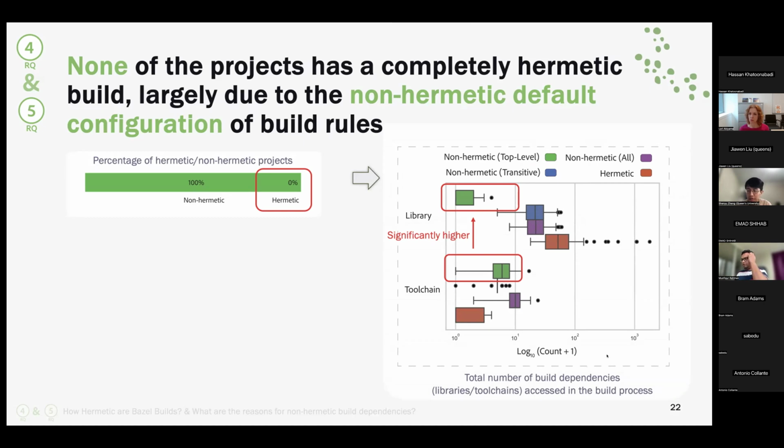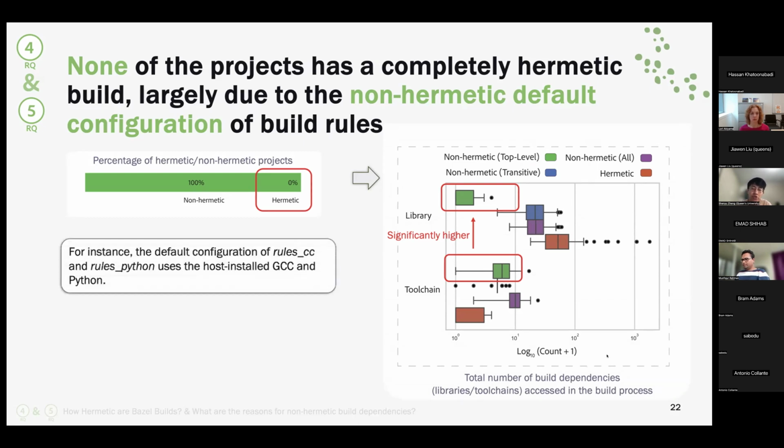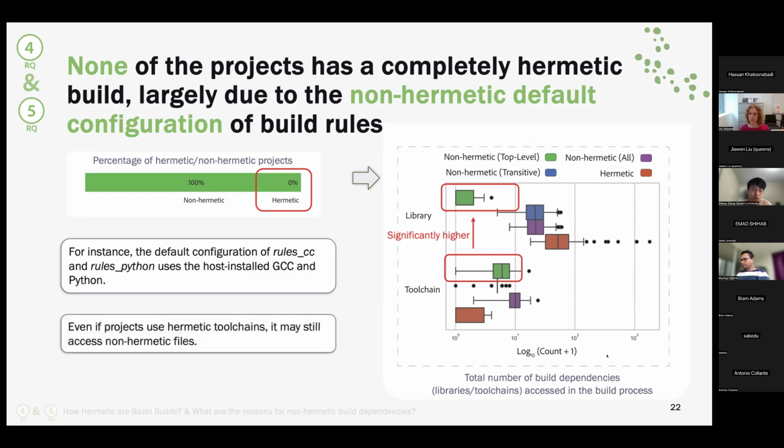Then we found these non-hermetic toolchains are mainly caused by the default configuration of Bazel build rules. For example, the default configuration of rules_cc and rules_python, which are Bazel's official build rules, uses the host-installed GCC and Python. Moreover, we found even if these build rules use hermetic toolchains, they may still access non-hermetic files, and we identified 4 such instances.